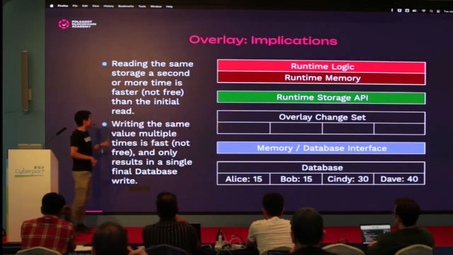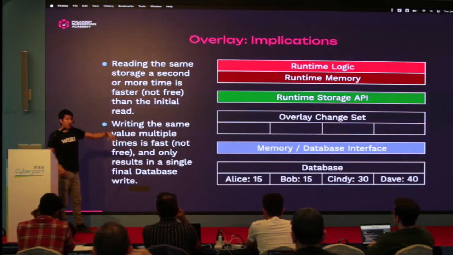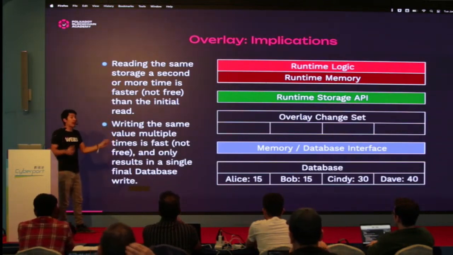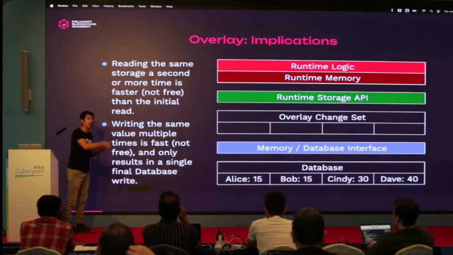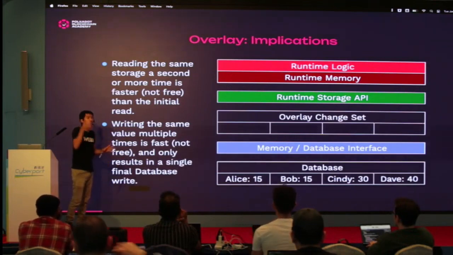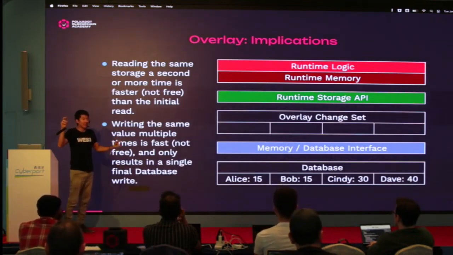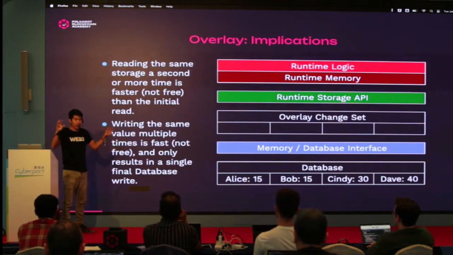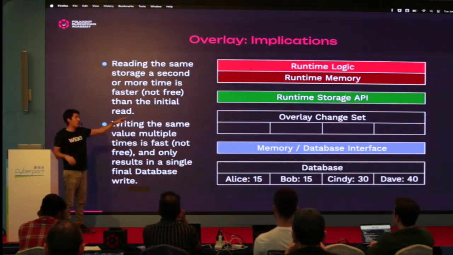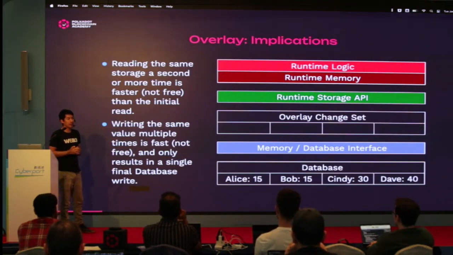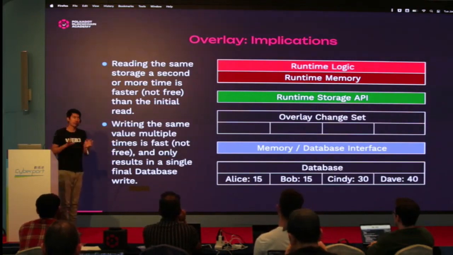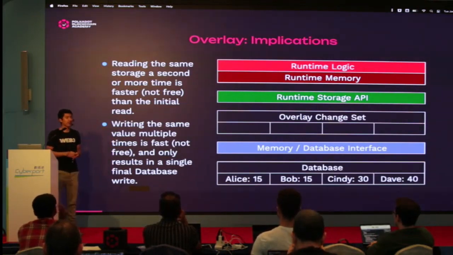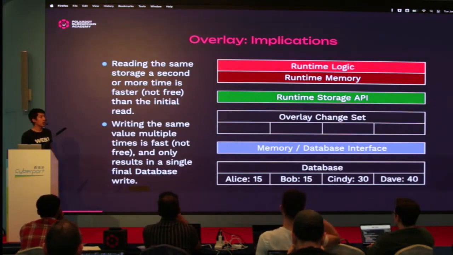Same, writing to the same value multiple times is very fast, very cheap. But obviously, one time it'll write to the database, it'll be very slow, right? So there's kind of one expensive read, one expensive write for every main operation, and all the other ones are kind of subsidized by the overlay change set. Very cheap, not the cheapest, okay? Well, not free, yeah. And that's per block.